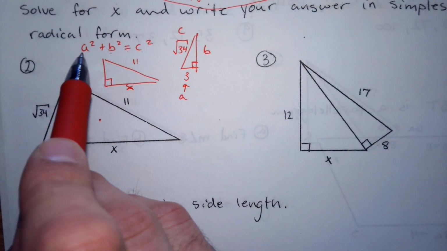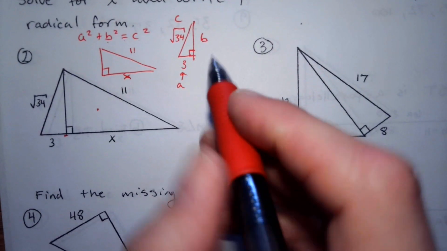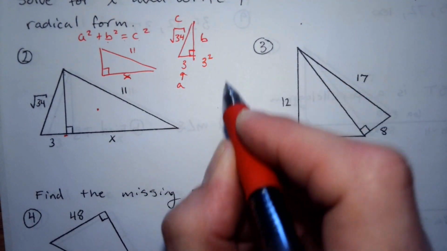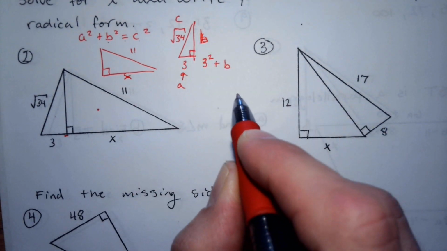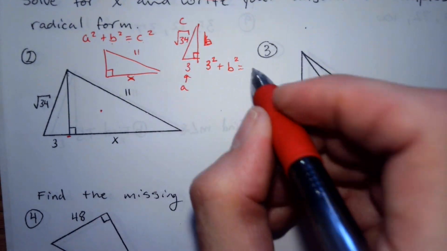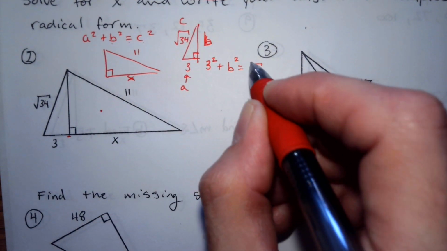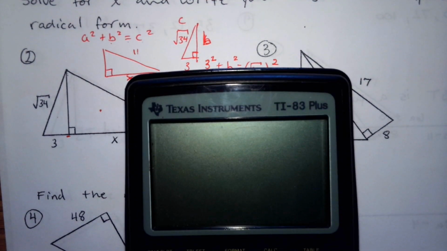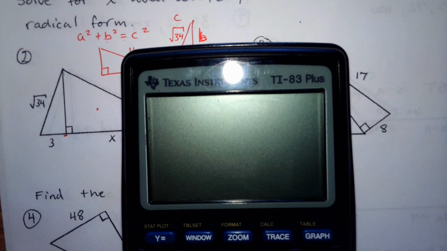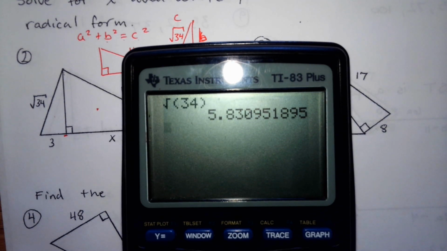And if I write a squared plus b squared equals c squared, that would be 3 squared plus b squared, that's not a 6, that's b squared, equals the square root of 34 squared. That's what confused people. This right here. But look, I'm going to show you on my calculator. Can you see this, hopefully? If I do the square root of 34, and I push enter, that gives me some weird decimal.